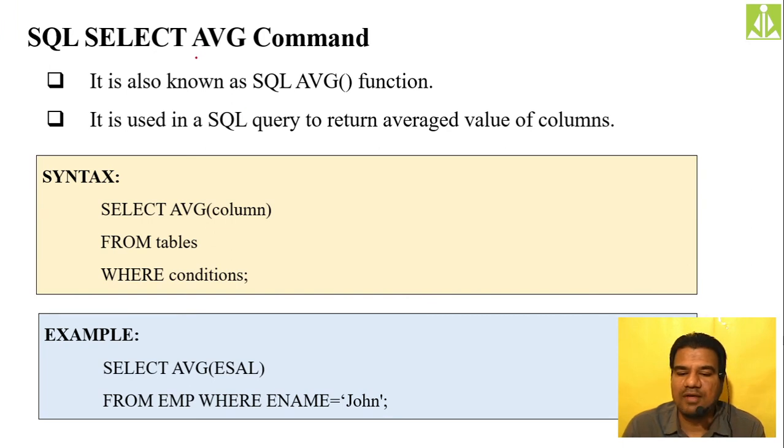So now go to the average command. This average command, we also call it an average function, is used to calculate the average of a given column. So how can we write the function query?